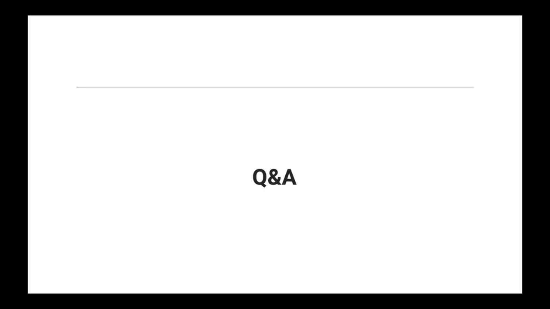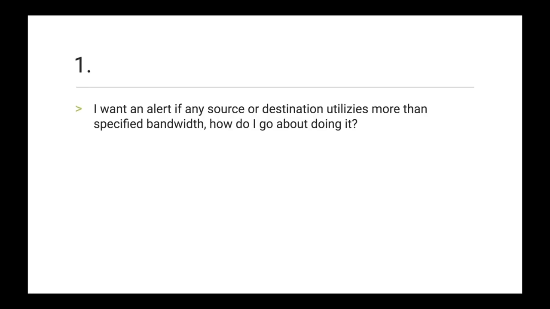The first question that we'll discuss is, I want an alert if any source or destination utilizes more than a specified bandwidth. How do I go about doing it? Here the question is to have a real-time alert if a threshold of bandwidth utilization has been violated.